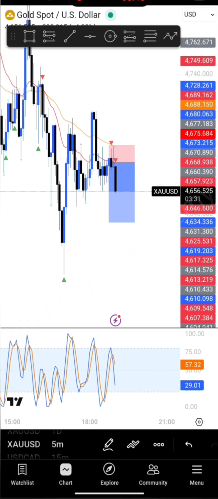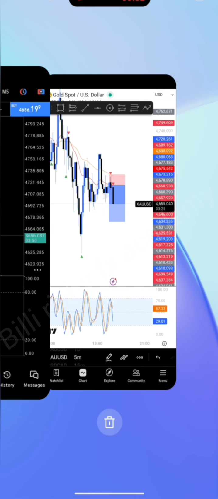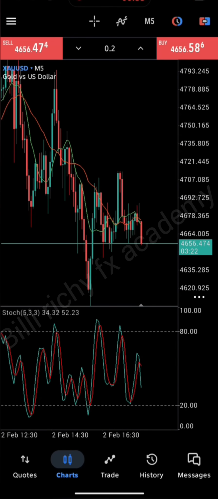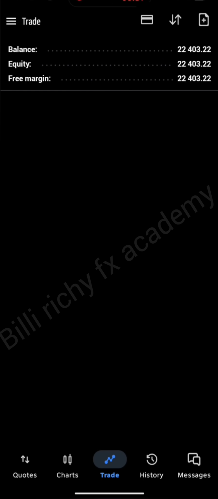Another setup is even forming, but my target for this account is already 200. So I don't want to take more trades again. I just want to go and place a withdrawal right now. So I think I should just go place the withdrawal.